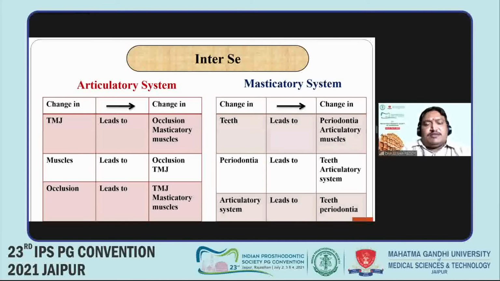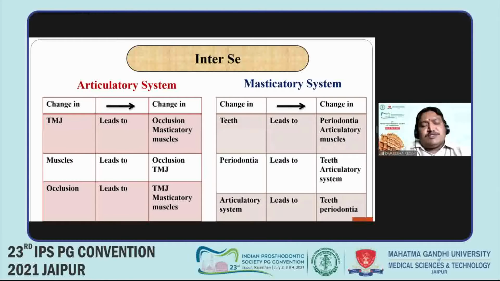The articulatory system and the masticatory system are very much related and dependent on each other. That is, the TMJ leads to the articulatory masticatory muscles, and in the same way they are all interdependent. Any change in one element of the system leads to disturbance in the other elements, which is harmful to the patient who requires rehabilitation, from even a small filling to full mouth rehabilitation.